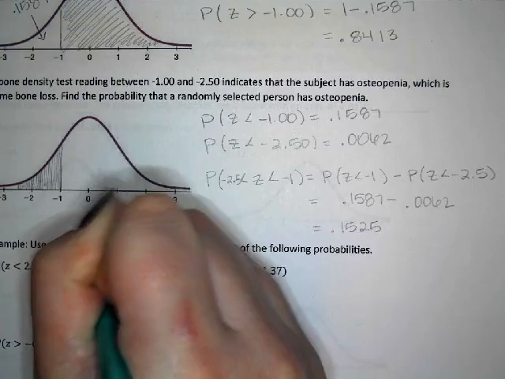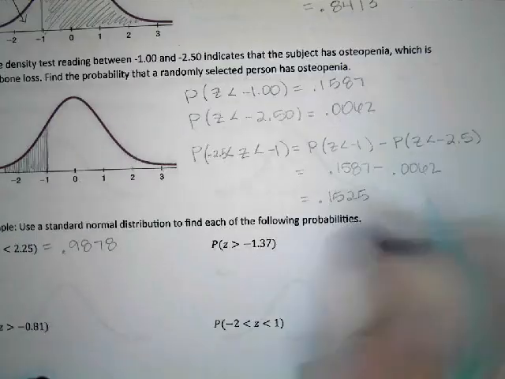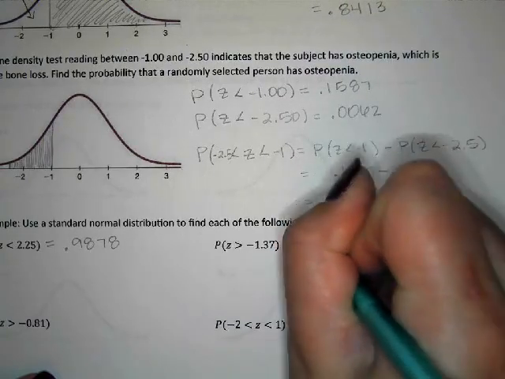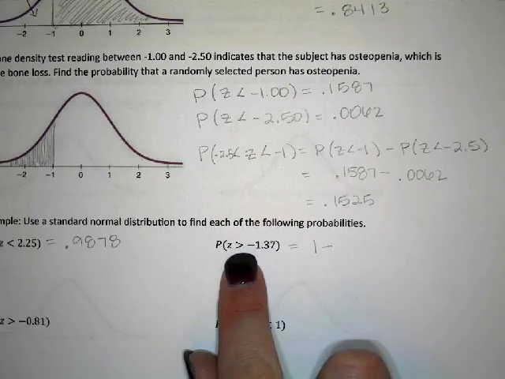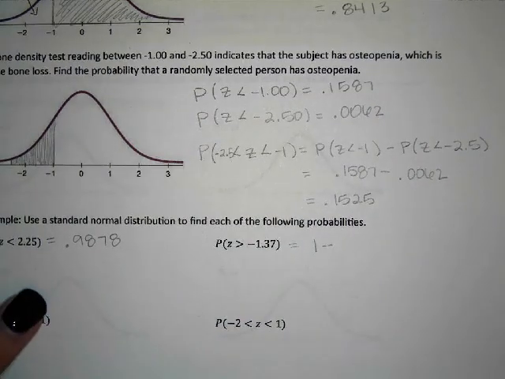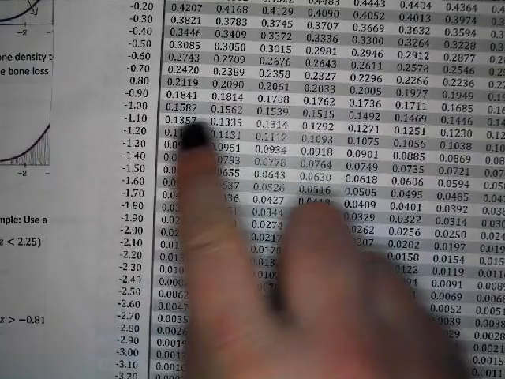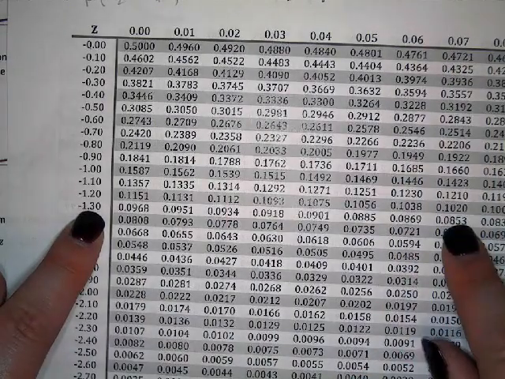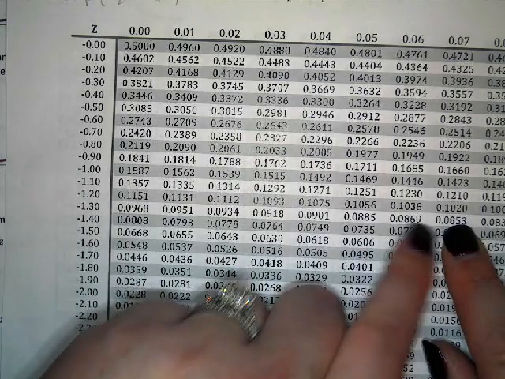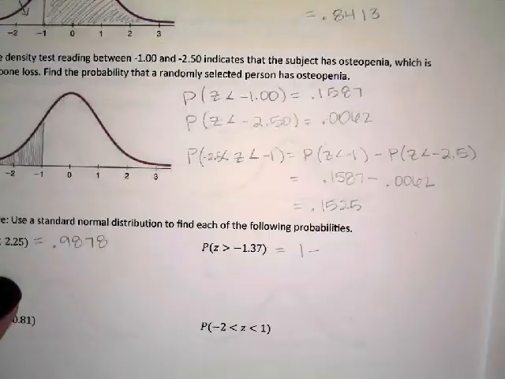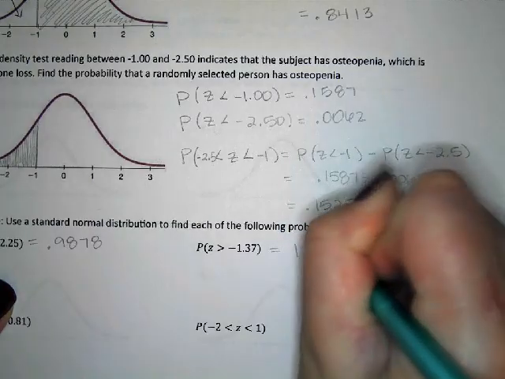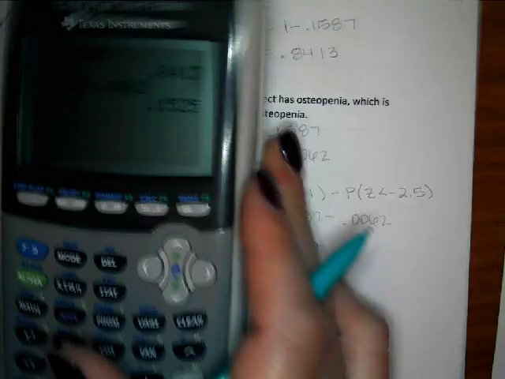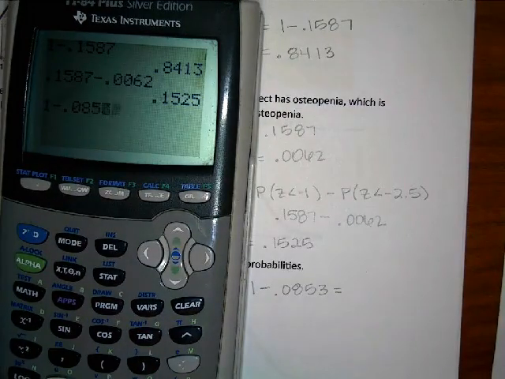This one says greater than, this is the right side, and so I'm going to have to do 1 minus the probability that z is less than -1.37. So I'm going to look over here, -1.3, and the 0.07 there, -1.37 would be 0.0853. So the answer is 0.9147.